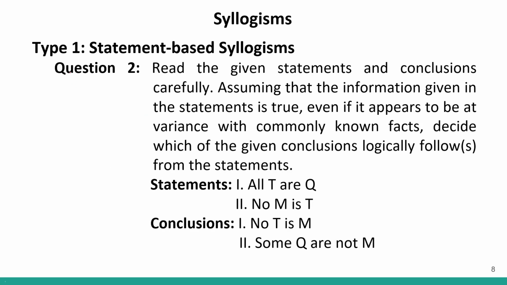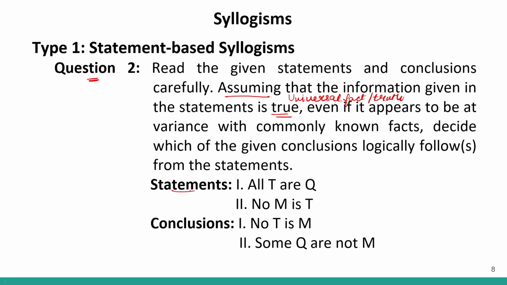Moving on to question number 2. It says, read the given statements and conclusions carefully. We have to assume that the information given in the statement is true, that it is a universal truth or a universal fact, even if it appears to be at variance with commonly known facts. That means we do not have to pay heed to the logic. Decide which of the following conclusions logically follows from the statements.